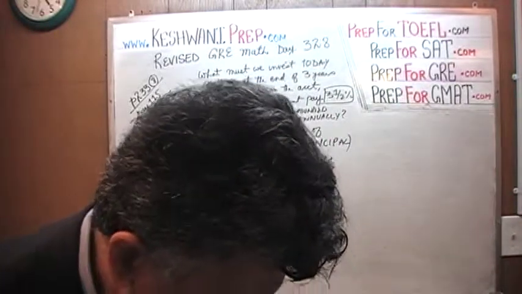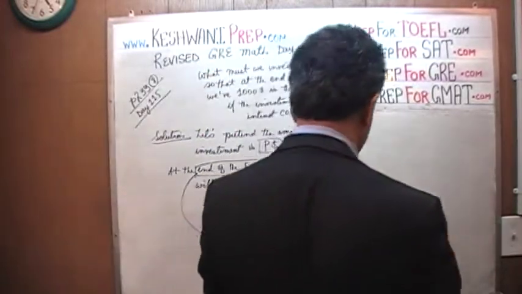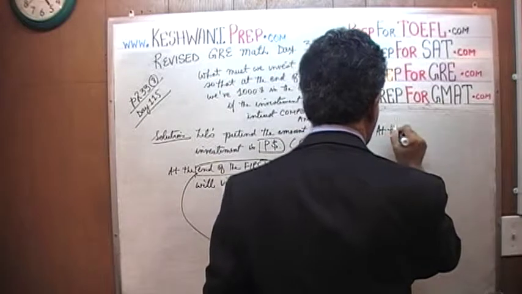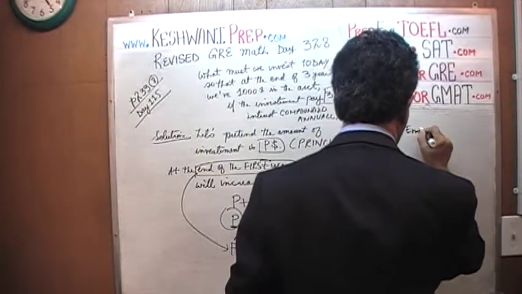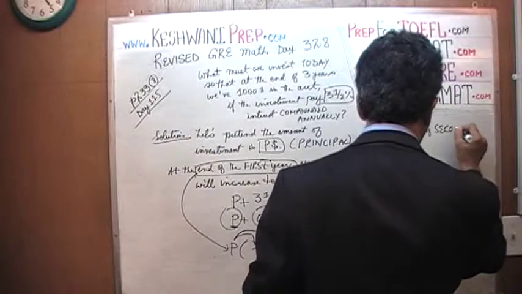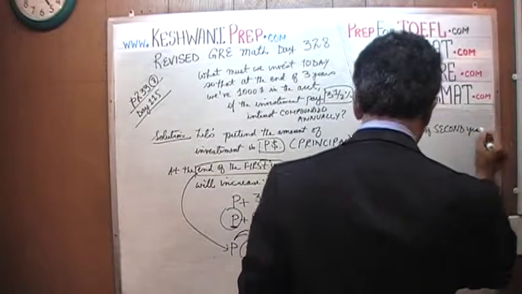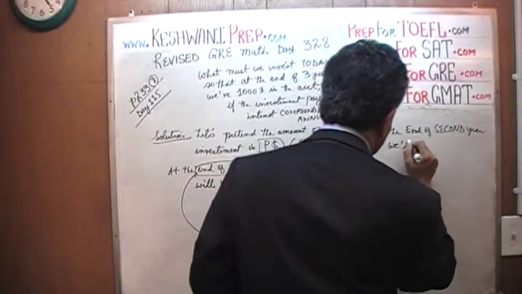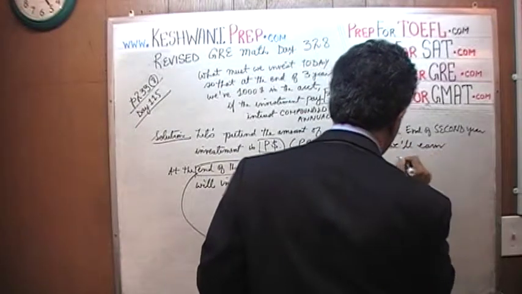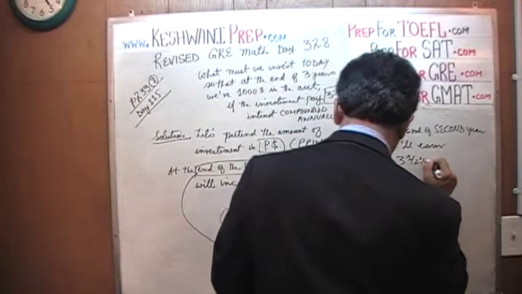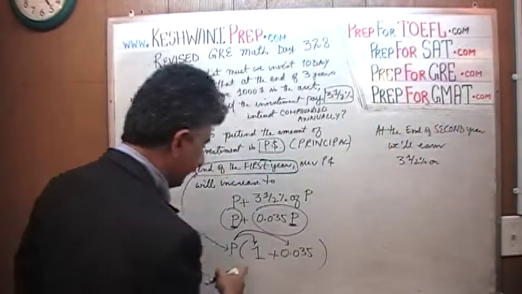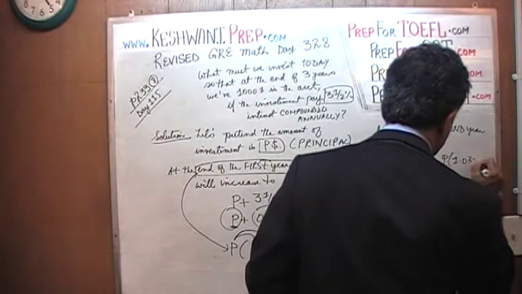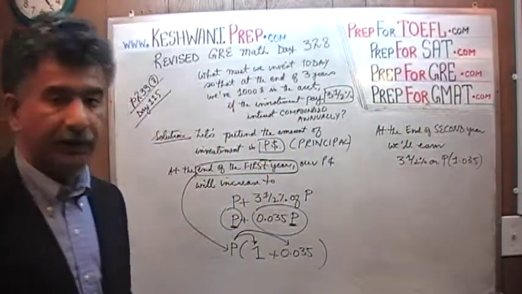At the end of the second year, we will earn 3.5% on this amount right here, P times 1.035. This is how much we will earn.